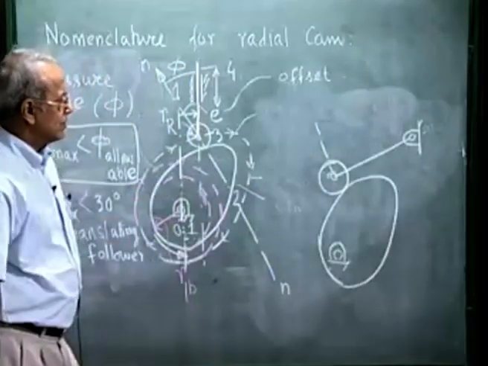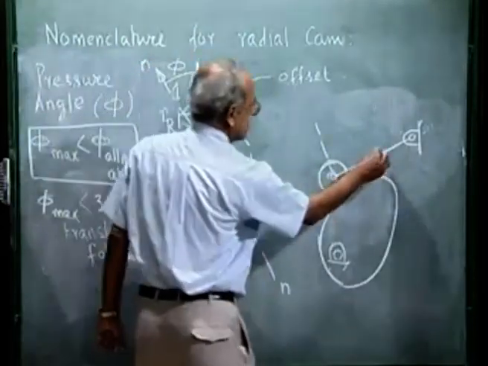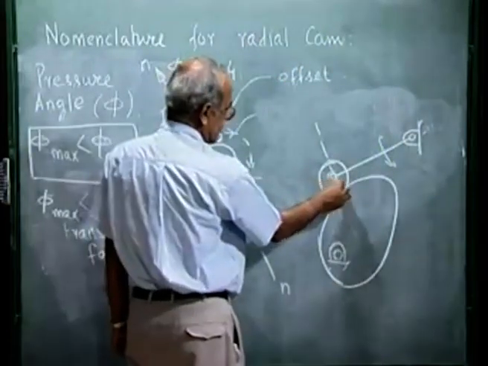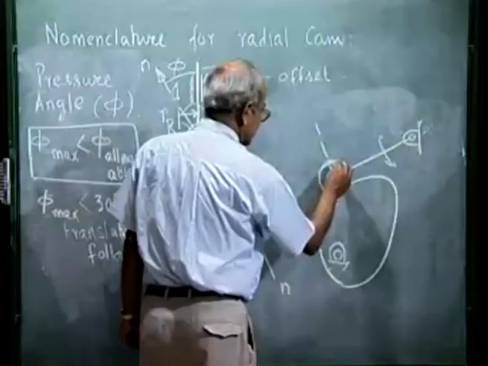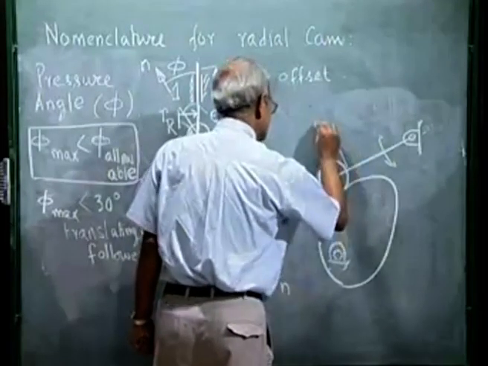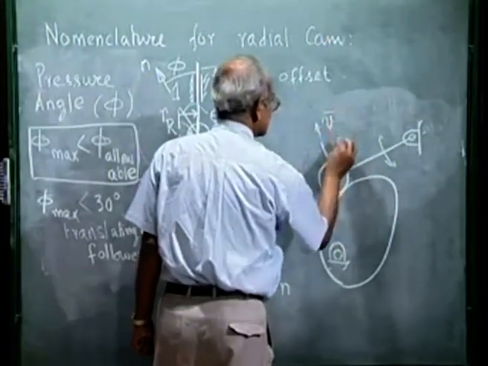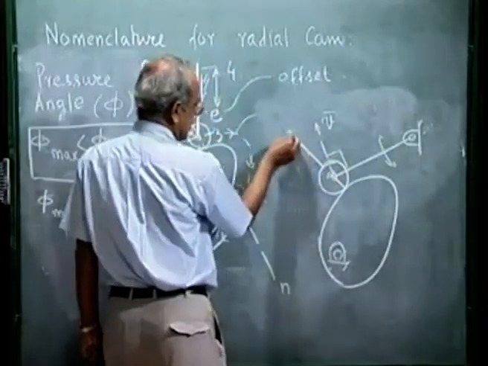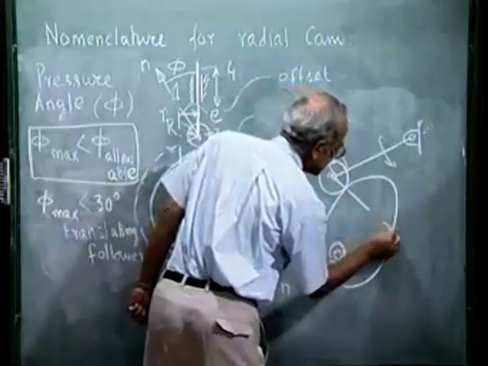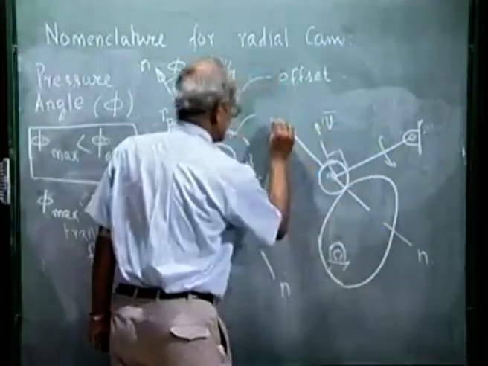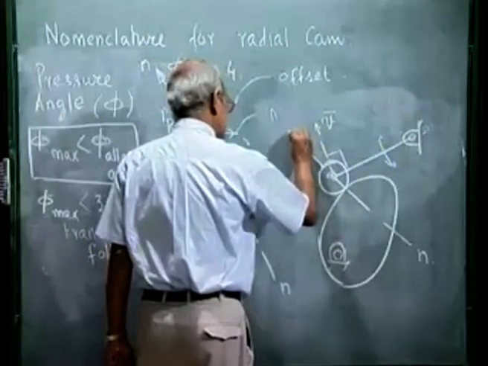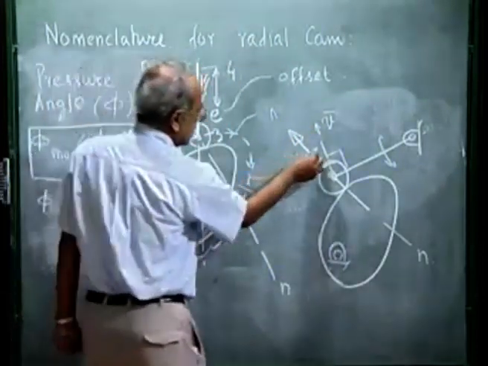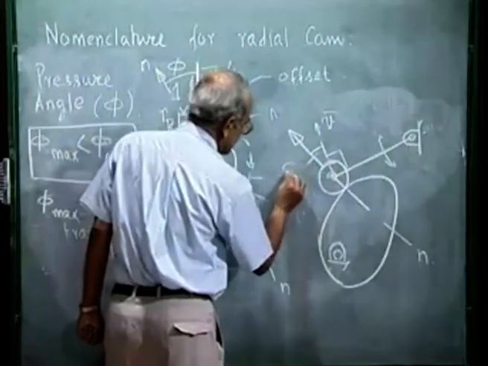Suppose we take the case of a roller follower but oscillating. This is hinged here. Then the direction of the velocity of the trace point is perpendicular to this line. This is the direction of the velocity of the trace point, and the common normal between the roller and the cam surface. So, this is the direction of the contact force in the absence of friction, and this angle we will call pressure angle.